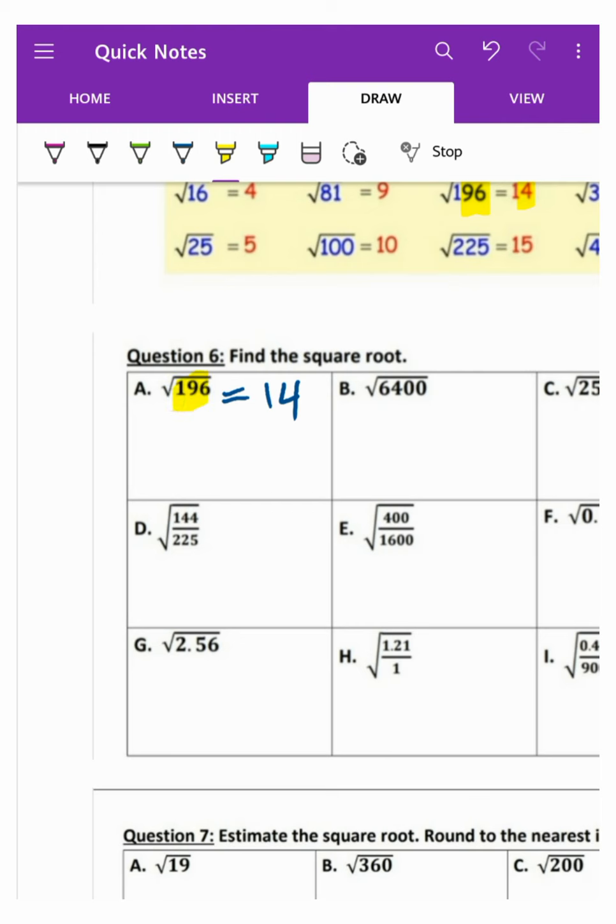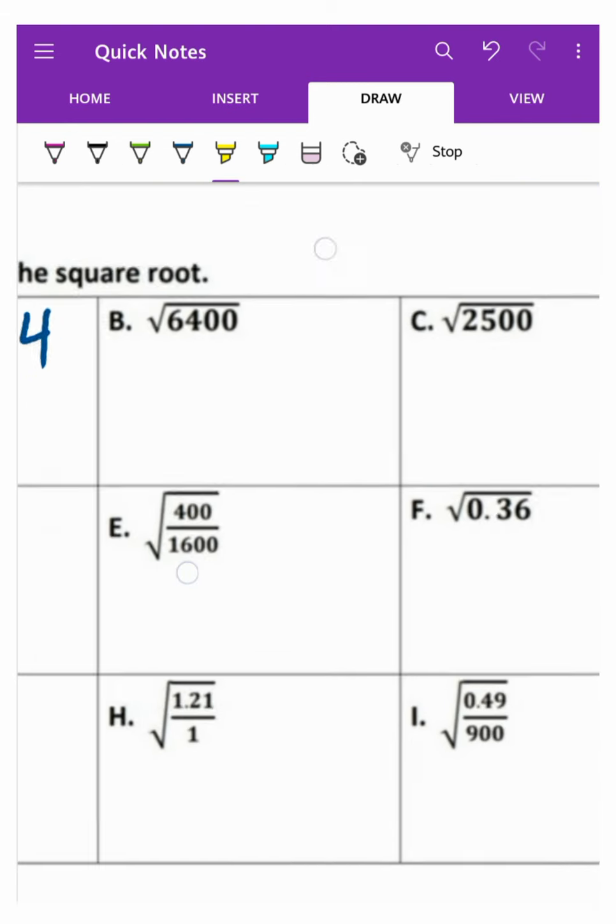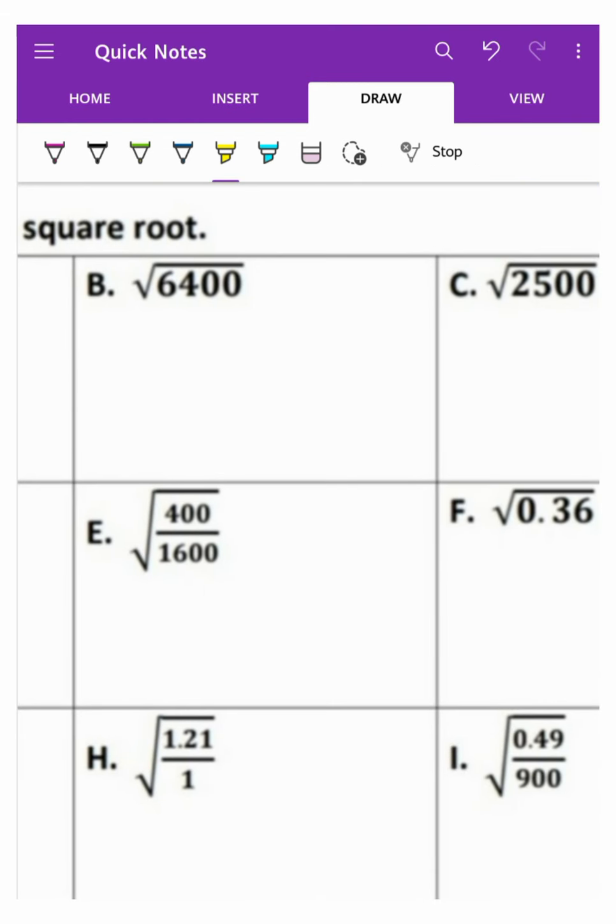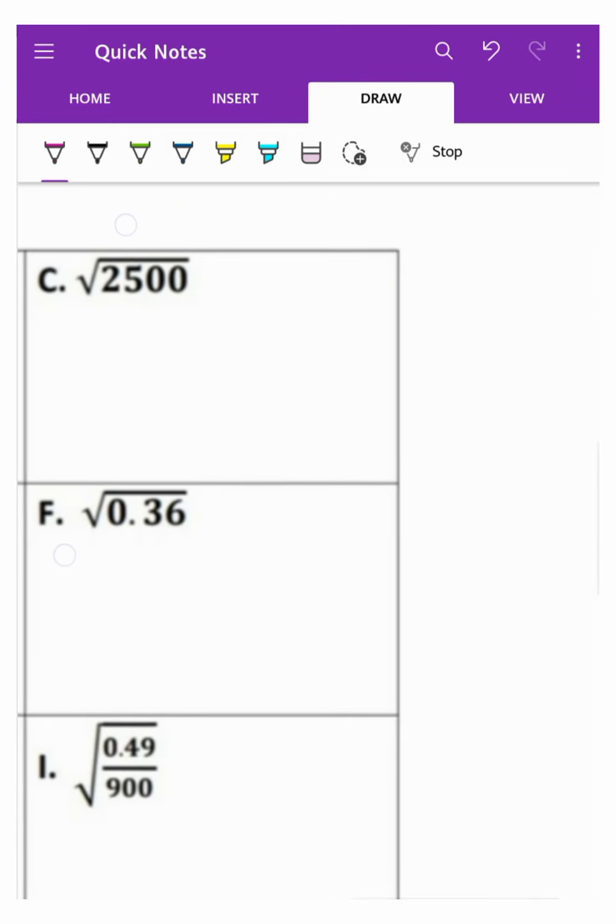Let me teach you some tricks that come in the test, like this one, the square root of 6,400. As you know, 64 is a perfect square, so it is equal to 8. How many zeros do I have here? Teacher, you have 2, so take only 1. So the answer is 80. Okay, my dear student?